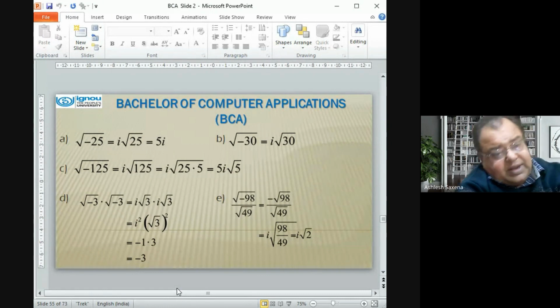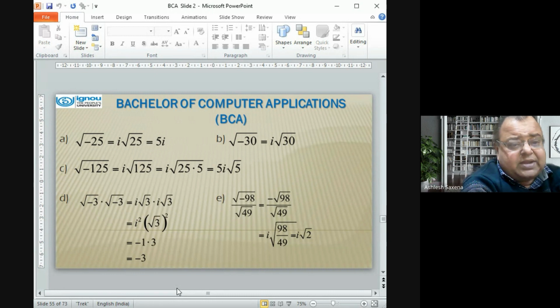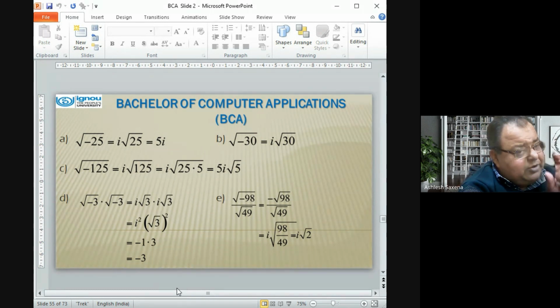In the next part, you can see that it is under root of minus 98 divided by under root 49. Minus 1 into under root 98 upon 49. Minus 1 is nothing but iota. Under root 98 divided by 49 is under root 2. Your answer will be i under root 2. I'm just introducing how this iota works.